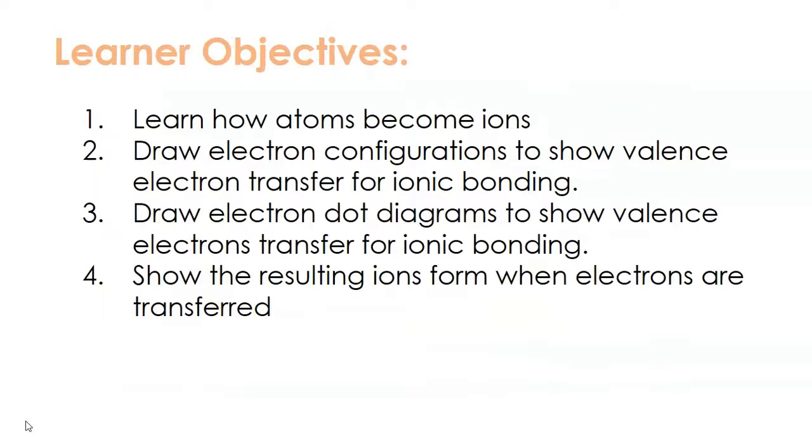The different objectives that these students are going to overcome are, one, they're going to learn how atoms become ions, and that's going to be important because they need that information in order to understand electron configuration, which is the next objective. They also need that information to learn electron dot diagrams and learn how to draw both of them. And then lastly, they're going to use all that information in order to show resulting ions and how these electrons can be transferred between a metal and a nonmetal.